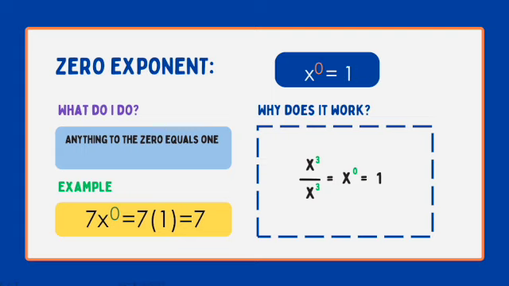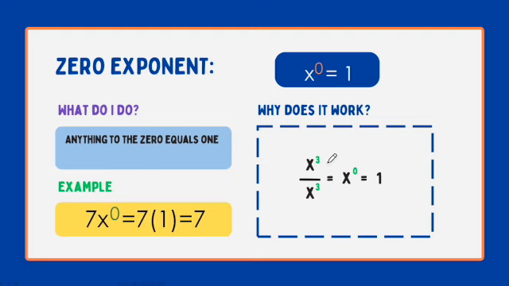Next is the zero exponent rule. Any base raised to the power of 0 is 1. So x raised to the power 0 is 1. For example here, 7 times x raised to the power 0. Only x is raised to the power 0, not 7. So we change x raised to the power 0 to 1, and that gives us 7.